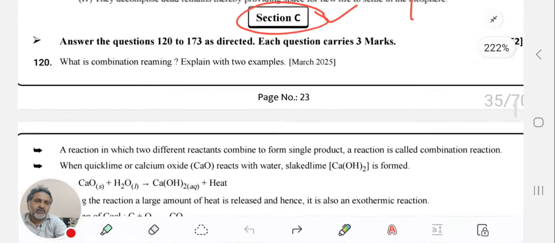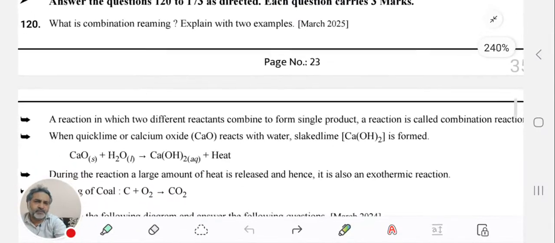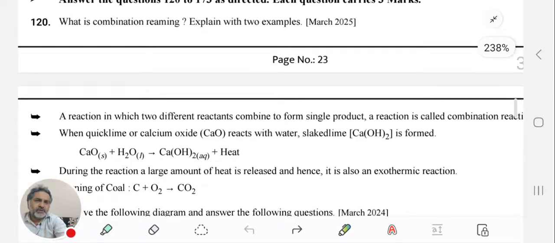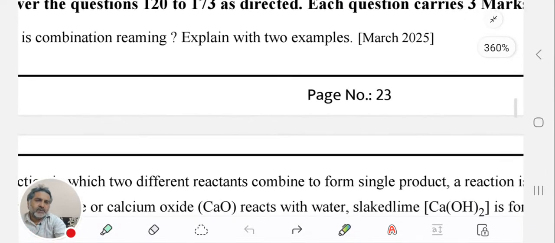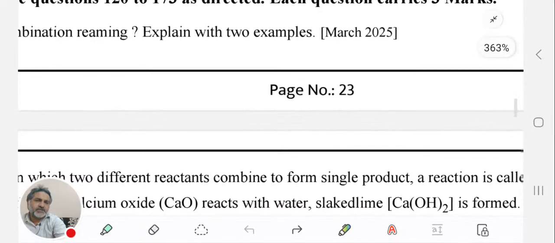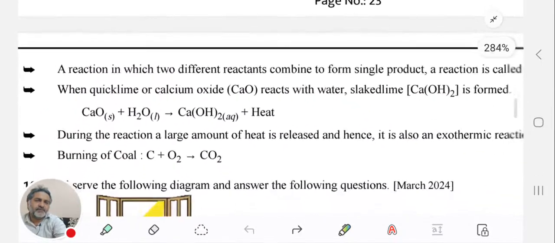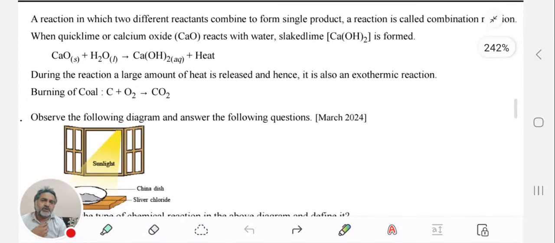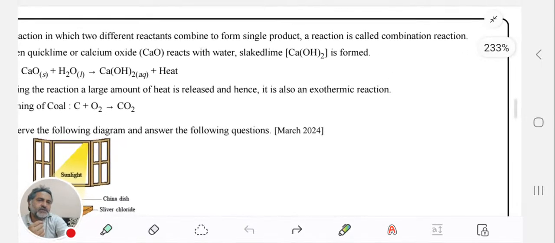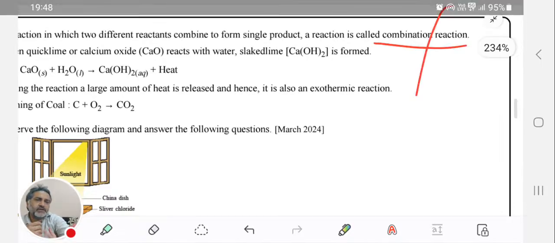First question, March 2025. What is a combination reaction? Explain with 2 examples. The answer is: a reaction in which 2 different reactants combine to form a single product is called a combination reaction.